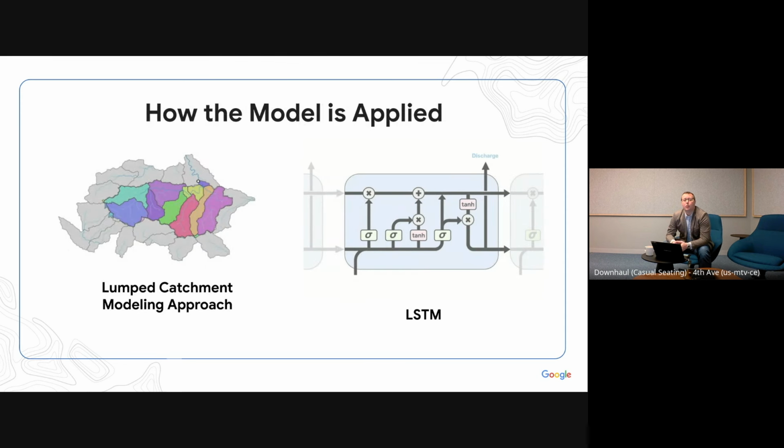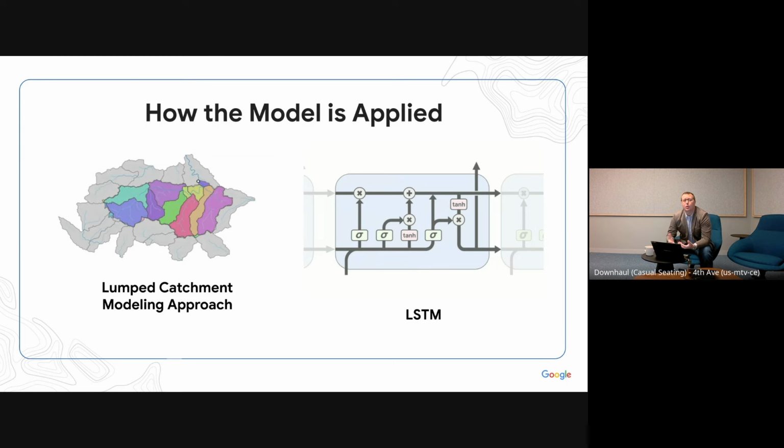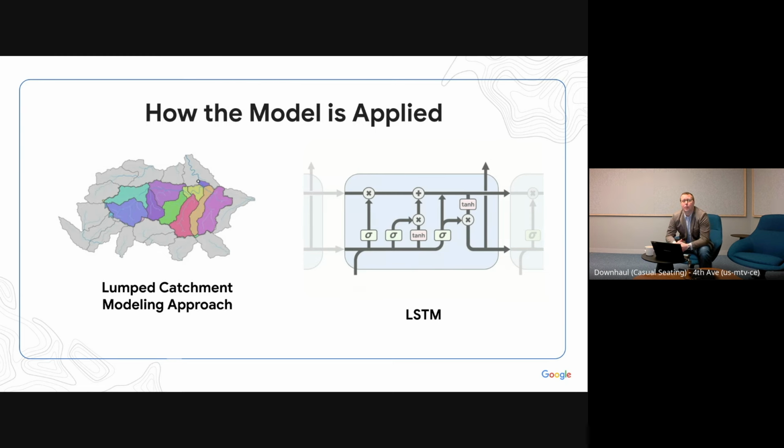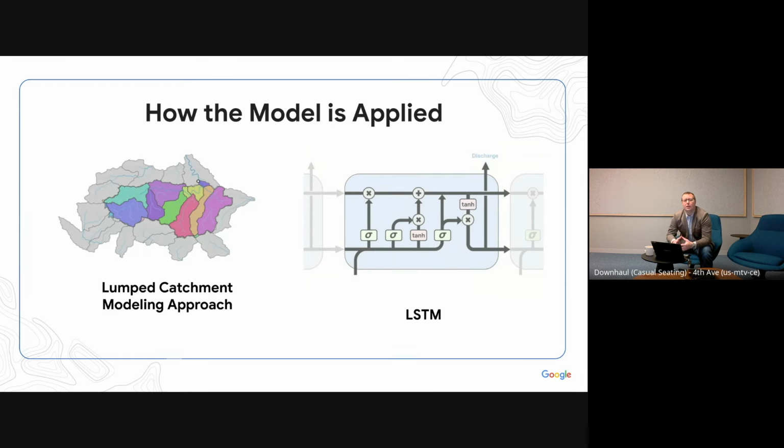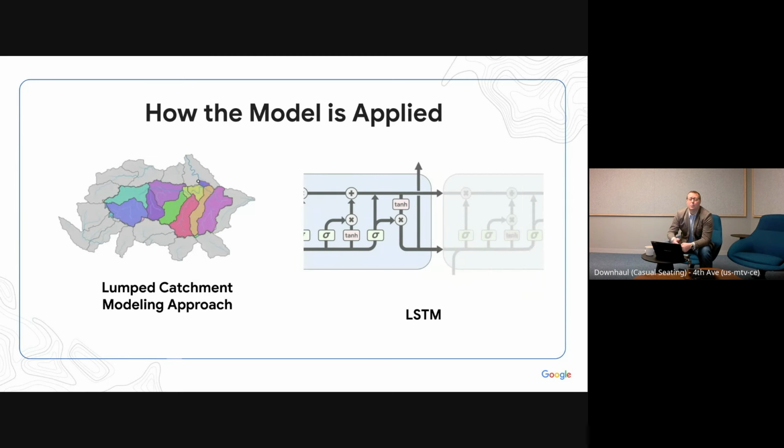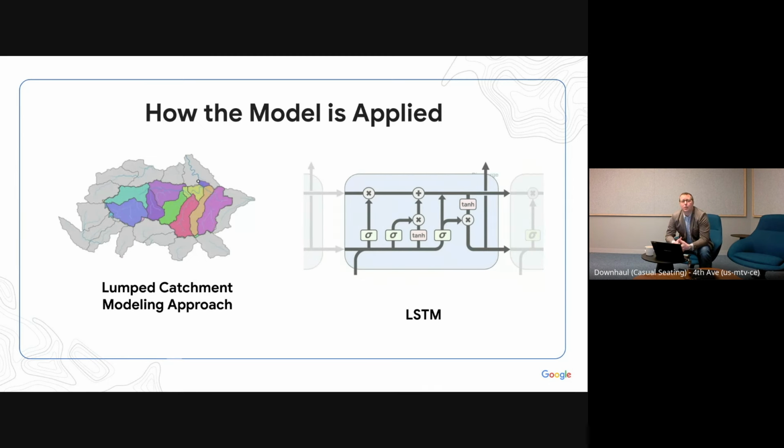Okay. So how we apply the model individually per watershed. What you're seeing on the left here is what a watershed looks like. This is some area over the landscape. It's divided up into smaller parts, and there's a little dot there that represents a streamflow gauge. What we're trying to do is apply this LSTM-based model to an entire area of land that catches rainfall that eventually drains to a specific location in the river. That's a watershed. So we apply the LSTM-based model to the entire drainage area for a specific point on the river. This is called lumped catchment modeling.